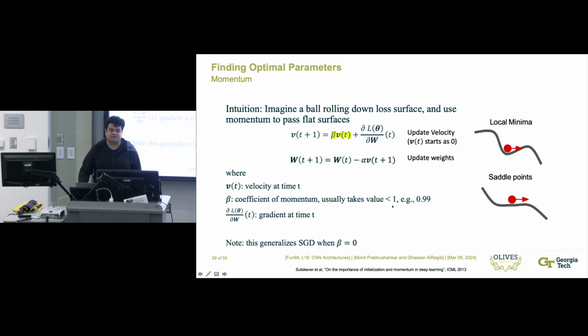If it's 1, then essentially we are weighing our previous iteration as much as our current iteration, which should not be the case. Ideally, this should be much less than 1. And then, of course, you have the gradient at time t. When you have beta equals 0, then look at the first equation: v_{t+1} = 0 + dL/dW. So v_{t+1} = dL/dW is nothing more than the gradient descent algorithm.